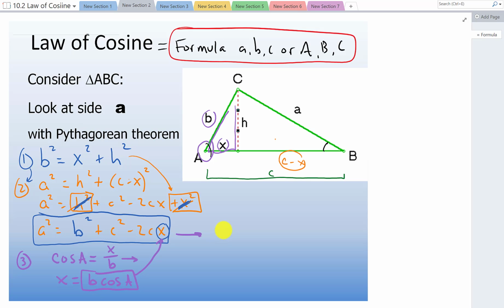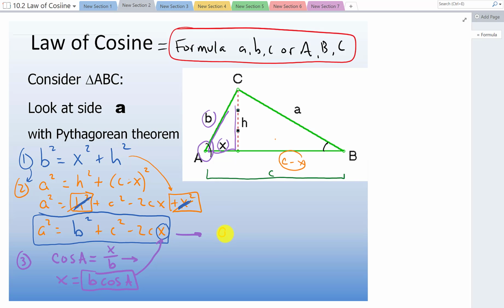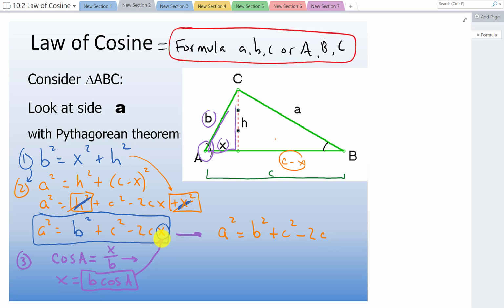Orange may not be the best color, but that's what I've got now. Oh, I got red. No, I'm not doing red. I'm going to keep it the same color that it was originally. So, A squared equals B squared plus C squared minus 2 times C times X. But I'm taking X out and replacing it with B cosine A.